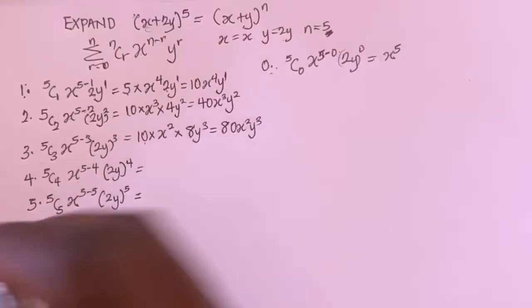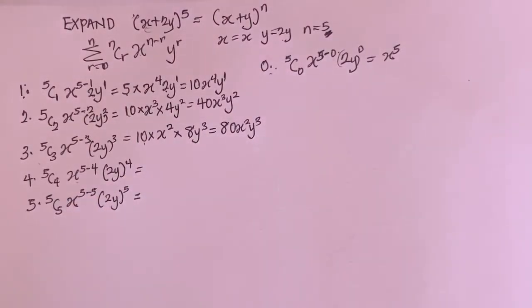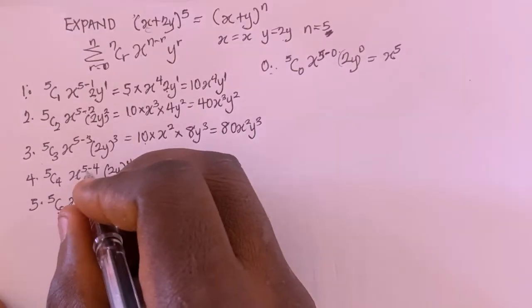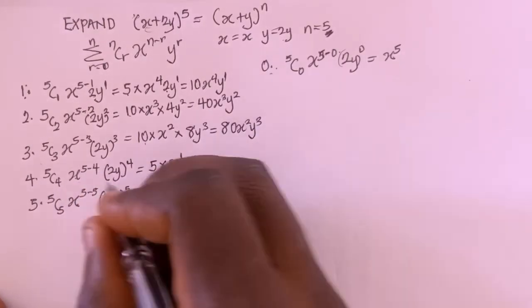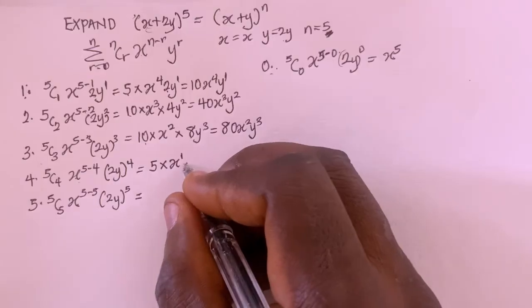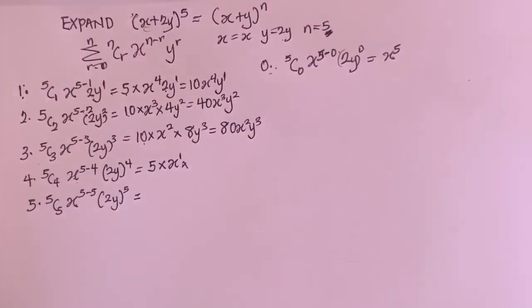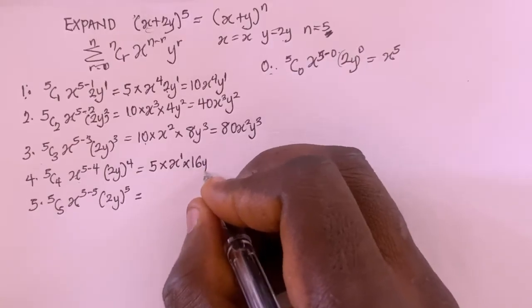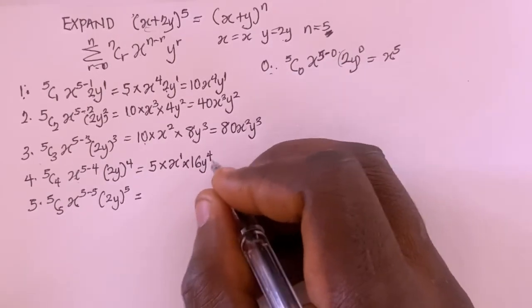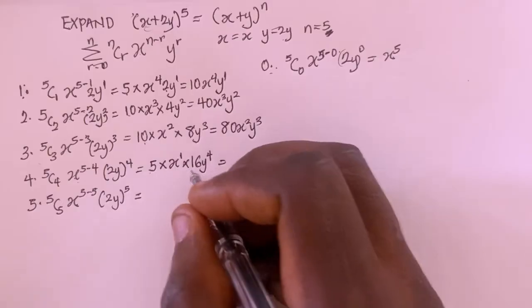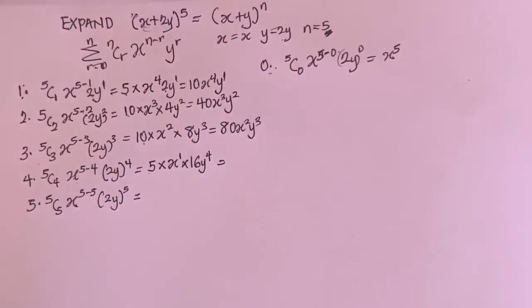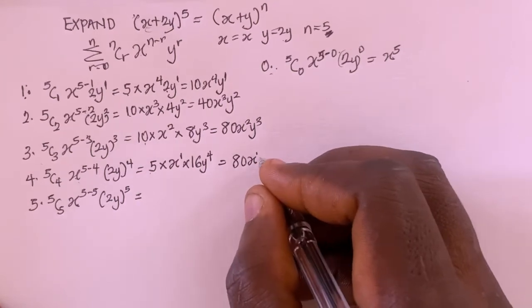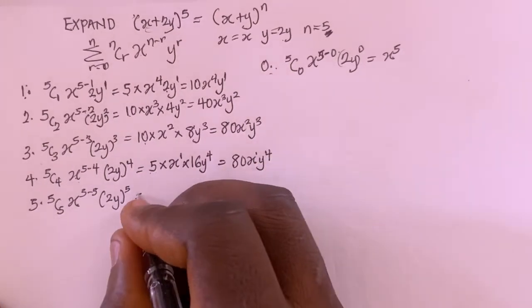Then let's move to the next one, 5 combination 4. 5 combination 4, that's 5 again. Then we're going to have 5 multiplied by x to the power of 5 minus 4, that's x to the power of 1. Then here we're going to have 2 raised to the power of 4, that's 16, so 16 y raised to the power of 4. If I further simplify this, 5 multiplied by 16, that's actually 80. Then we're going to have 80 x to the power of 1, then y raised to the power of 4.